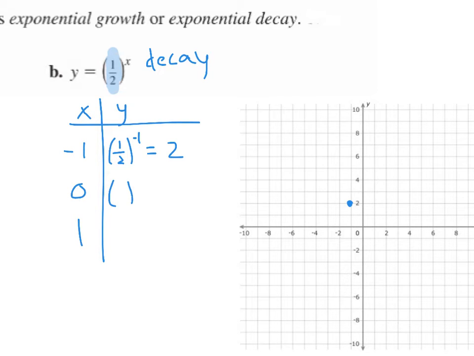Next we plug in 0. So we have 1/2 to the power of 0, which is 1. Anything to the power of 0 is 1. So we stay at 0, go up 1. And then lastly, we plug in 1, so we have 1/2 to the power of 1, which is just 1/2. So we go to the right 1 and up 1/2. Once we have our 3 points, we can draw our graph.